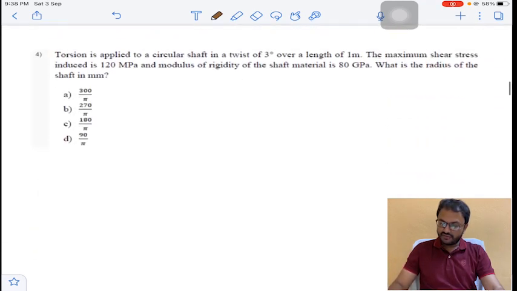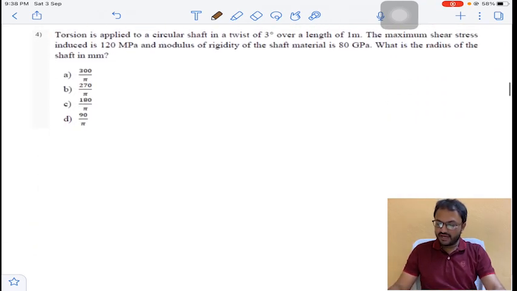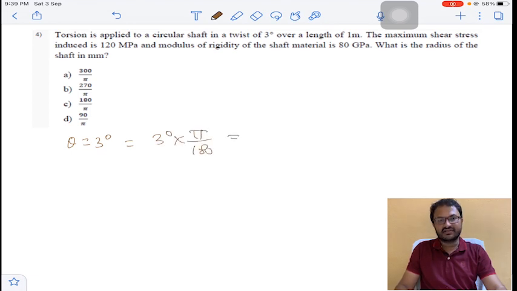Coming to question number 4. Torsion is applied to a circular shaft in a twist 3 degrees. So theta is equal to 3 degrees he has given. Actually, in the formula, you need to substitute the value of theta in terms of radians, not in degrees. So 3 degrees into, whenever you need to convert from degrees to radians, it is reverse of 180 by pi, that is pi by 180. You will get 0.0525 radians.